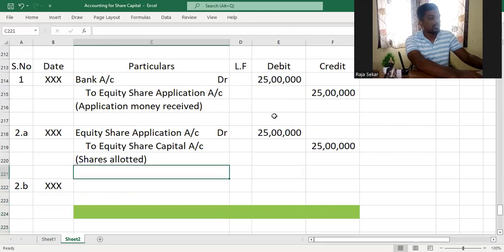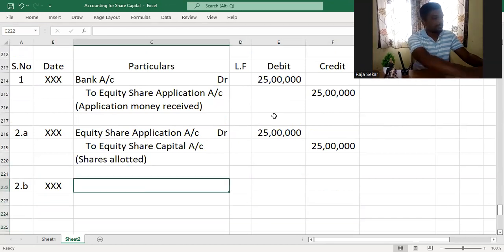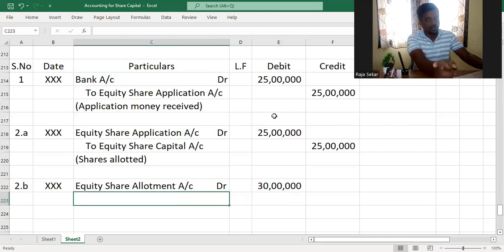Understood, my dear children? So when we make it due, our journal entry will be, as usual, equity share allotment account will be debited with the amount that is being made due. So that will be 30 lakhs. That is 30 into 1 lakh shares. The number of shares allotted into allotment money due per share.